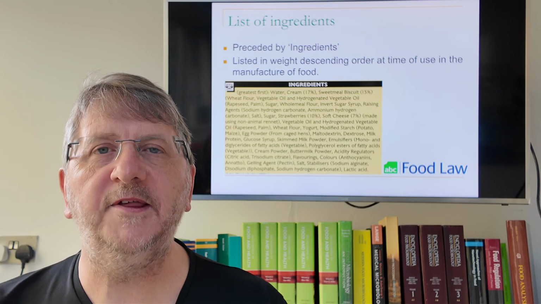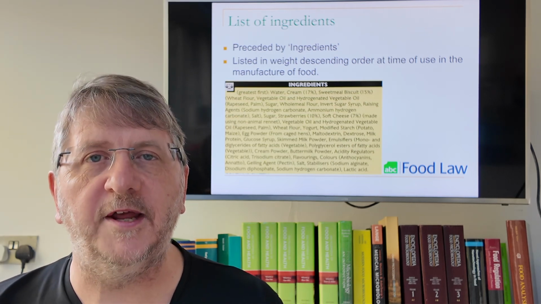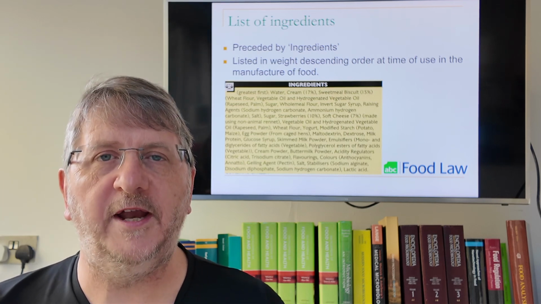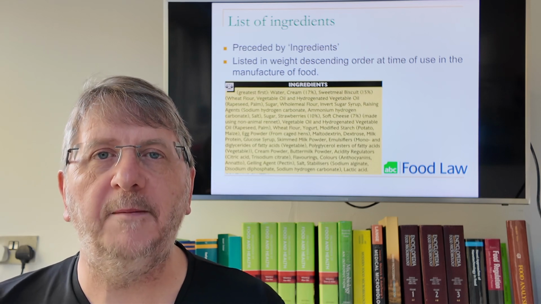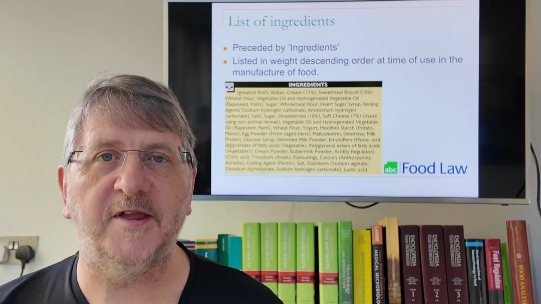The next requirement is the ingredients list. Now, the ingredients list must identify the ingredients, and the starting basic principle is you list out the ingredients in the weight descending order that they were used in the making of the food. It's a sort of mixing bowl stage, they call it.